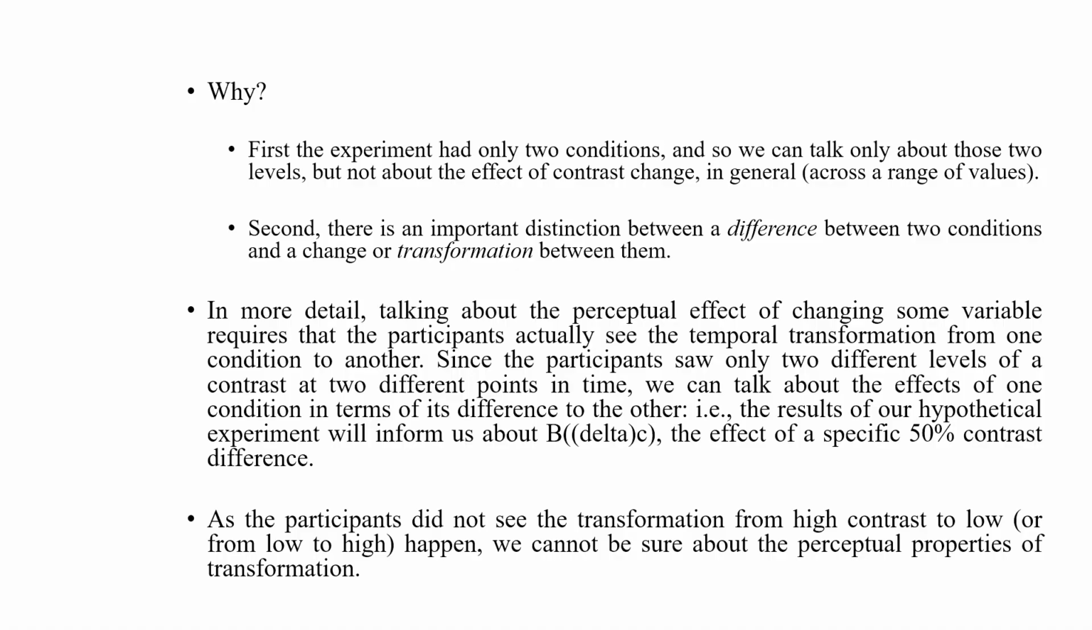So, the result of our experiment, if you compute across conditions, will inform you about this b of delta C, this effect of 50% difference in contrast, but not really what happens between these two levels. As the participants did not see the transformation from high contrast to low contrast, we cannot be sure about the perceptual properties or the perceptual consequences of contrast change. Okay.